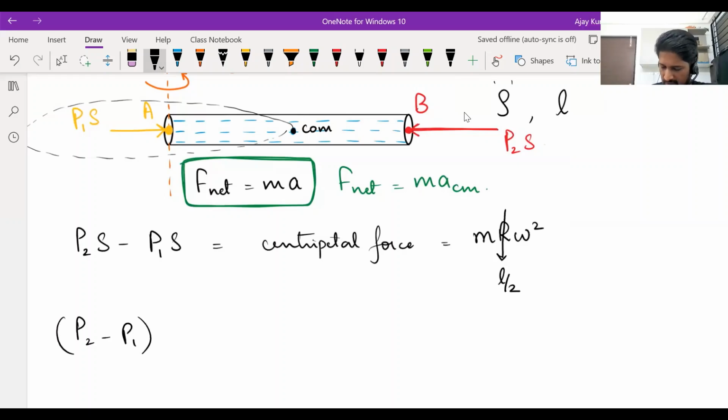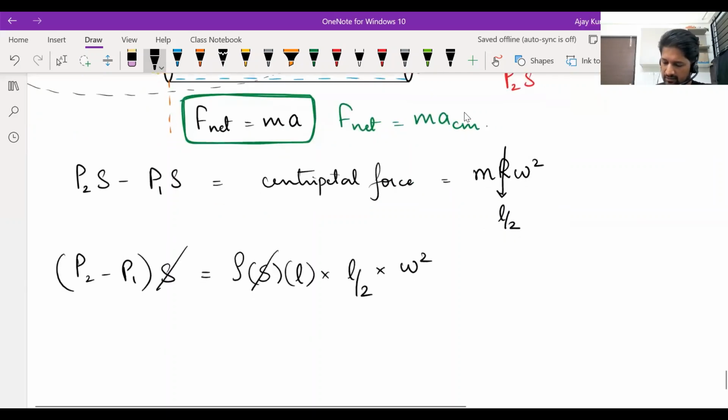So P2 minus P1 multiplied with S is equal to what? How much is the mass of the liquid inside this cylinder? Density into volume. How do you write volume? Area of cross section multiplied with the total length. So that's the mass multiplied with the radius in which the center of mass revolves, L by 2, multiplied with omega square. S gets cancelled. The pressure difference is rho L square omega square by 2.